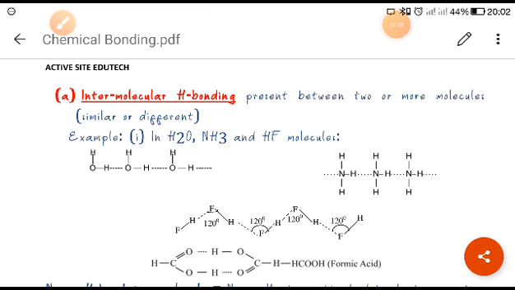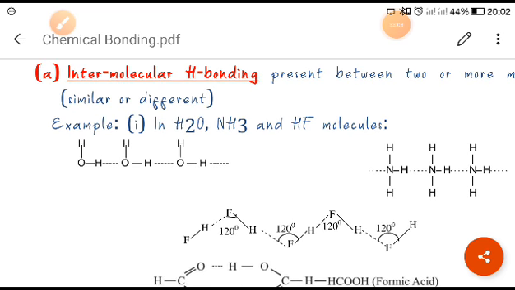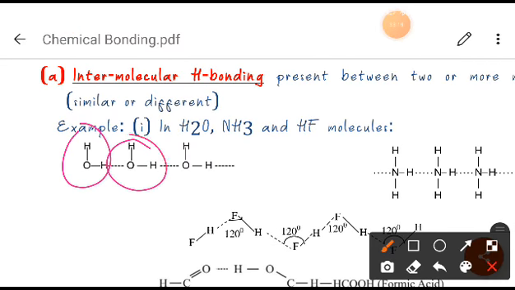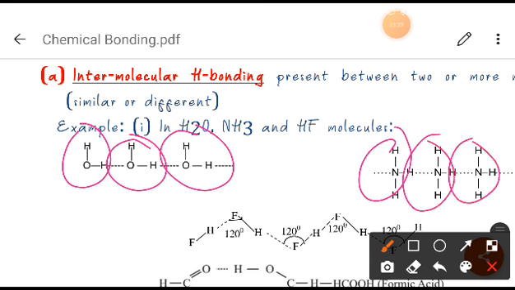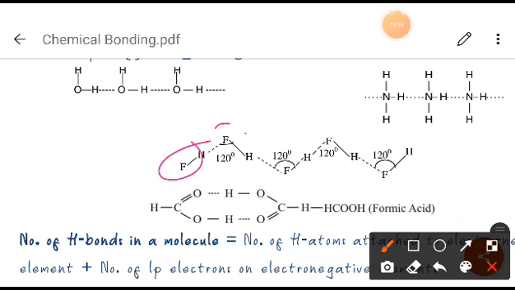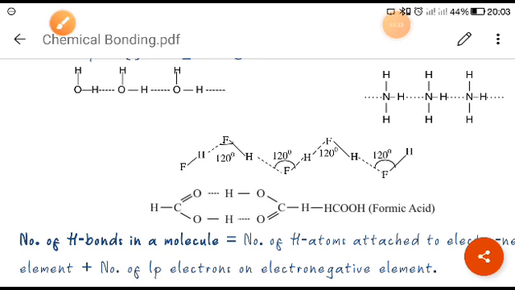You can take the example of this. As you can see, this type of bond is formed between several molecules of the same substance. This is H2O, H2O, H2O, right. This is NH3, NH3, NH3. There are several molecules of the same substance, or several molecules of different substances, right. As you can see in this case, HF, HF, HF, HF and HF, right. So I hope you have understood this.